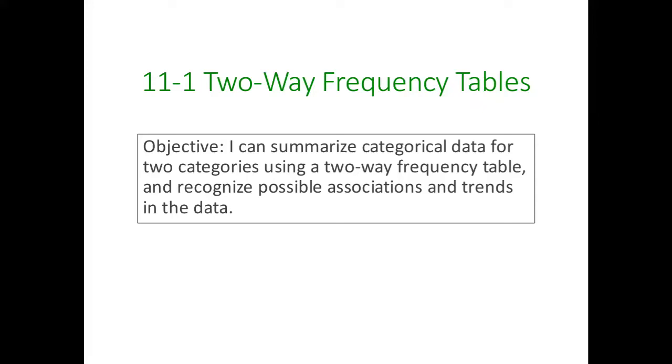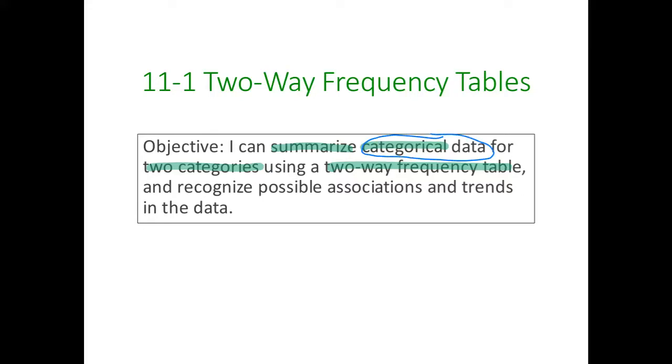Today we're going to be looking at two-way frequency tables. So our objective says I can summarize categorical data for two categories using a two-way frequency table and recognize possible associations and trends in the data. So we have this word here, categorical data.